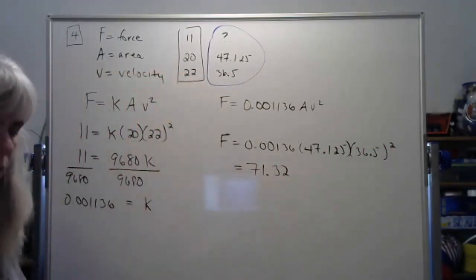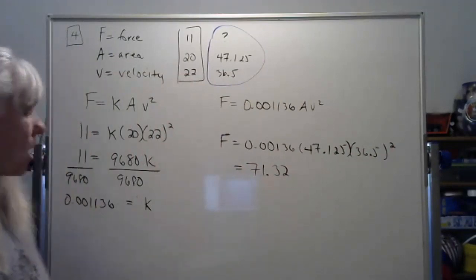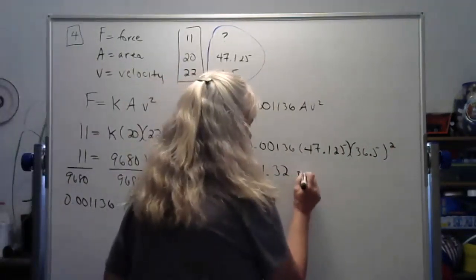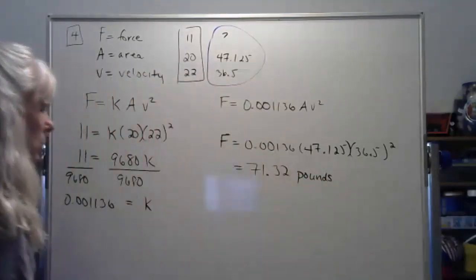So I go back and read through the problem, and in an earlier sentence it says the force is 11 pounds. So this force over here was 11 pounds. So I know that this is going to be in terms of pounds. Okay, so what is this really saying about this?